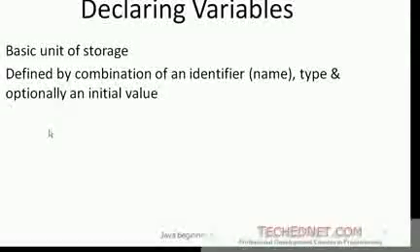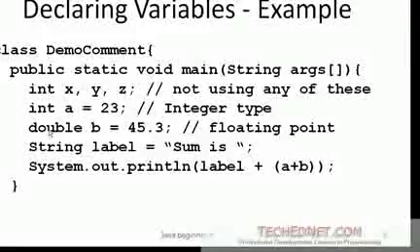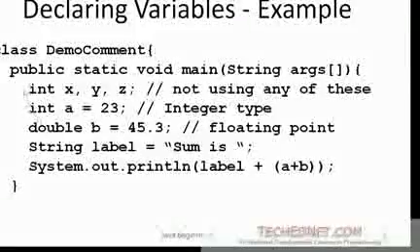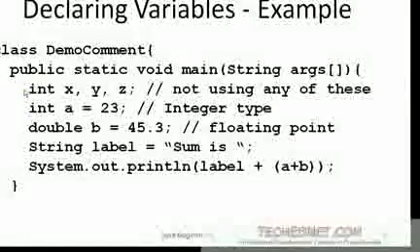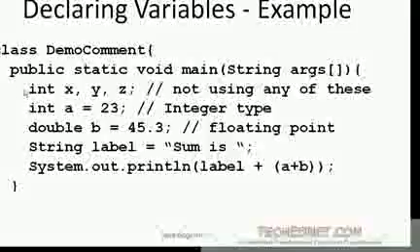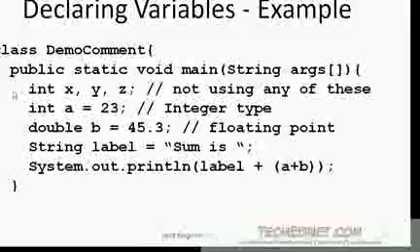Declaration statements for variables usually start with the type, followed by the variable name, and optionally its initial value. Here are a couple of examples. On the first line here, I am declaring three variables: x, y, z. They are all of the type int, or 32-bit integer type.